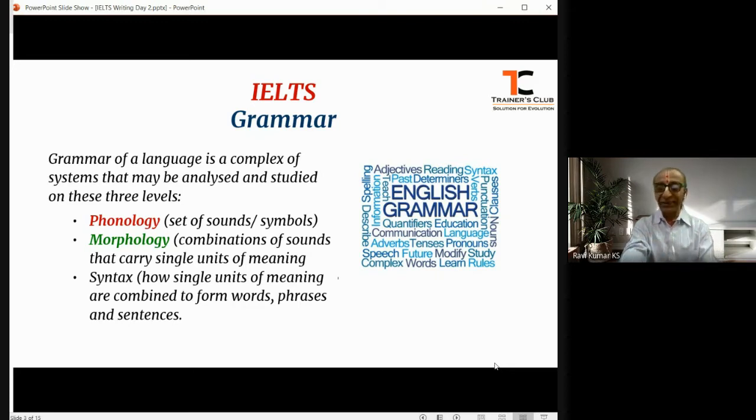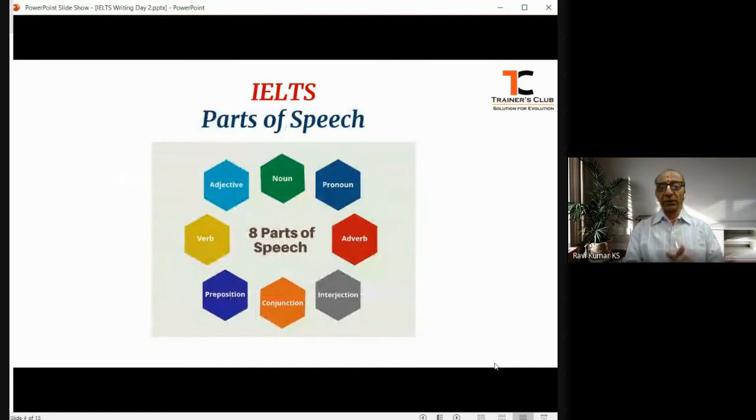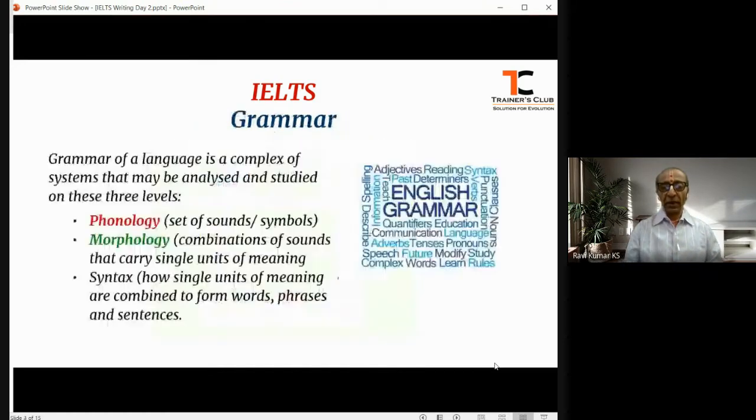Why I gave you this introduction about these three things is to make you understand that when we write, we should give more attention to it so that we will not lose our marks and get a lower band. Okay. So what are the parts of speech? How many of you know how many parts of speech there are in English?